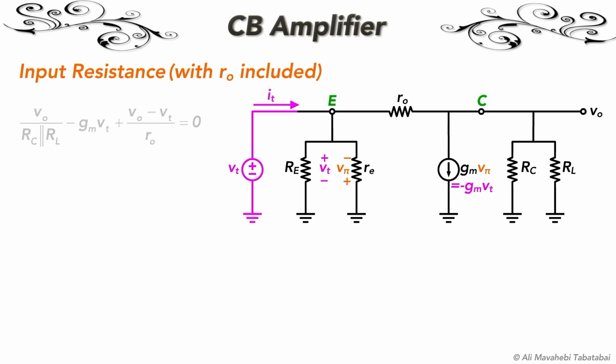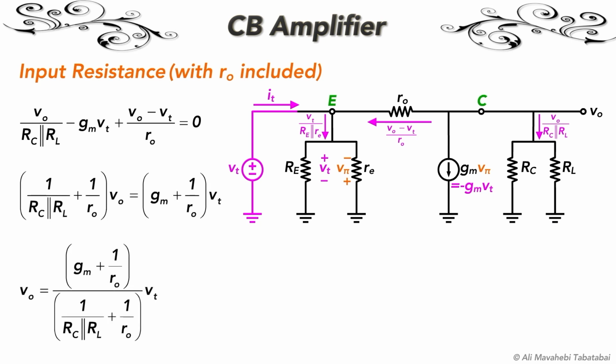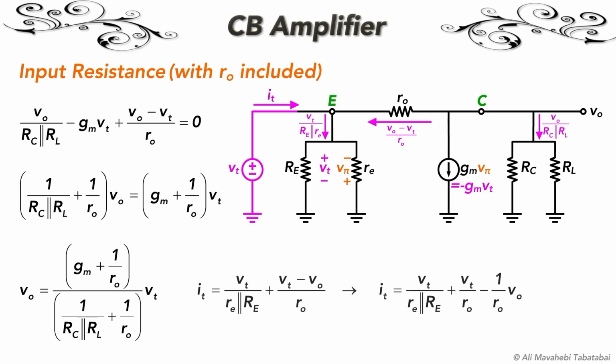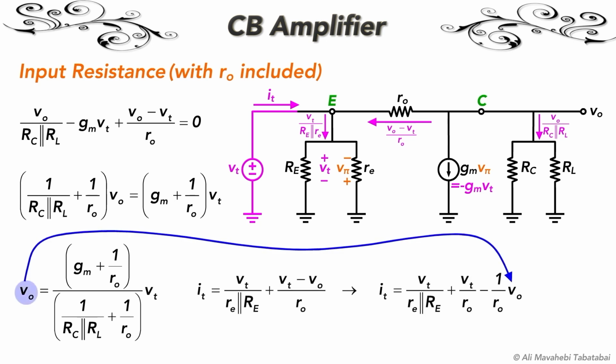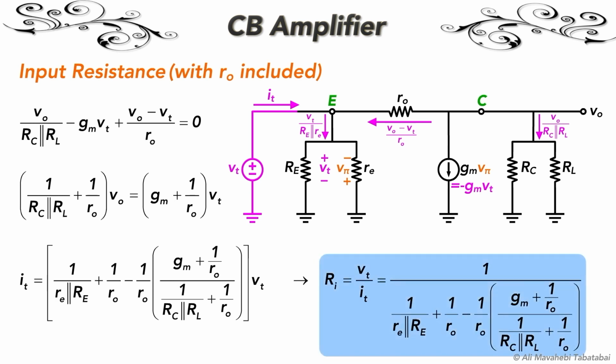Let's apply KCL to the output port. We can rearrange this equation and write the output voltage in terms of Vt. Let's write another KCL at the input port. We can replace Vo with the output voltage expression from the output port KCL. As previously discussed for degenerated common emitter circuit, resistor Ro has a very small effect on the input resistance. So for calculations, we don't consider the effect of Ro on the input resistance. As you see, including Ro makes calculations more complicated.